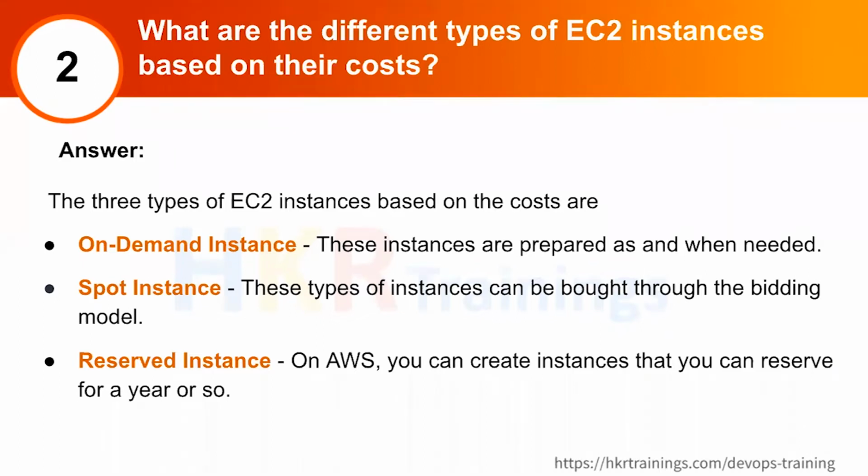Third, reserved instances. On AWS, you can create instances that you can reserve for a year or so. If you have a requirement where you want an instance for at least 1 year, 2 years, or 3 years, and you don't see a chance that you are going to stop or terminate that instance, you can go for a reserved instance, and that will save you a lot of cost. There are different pricing models with reserved instances, like you can pay fully upfront or partially upfront, and depending on that you can get more discounts.